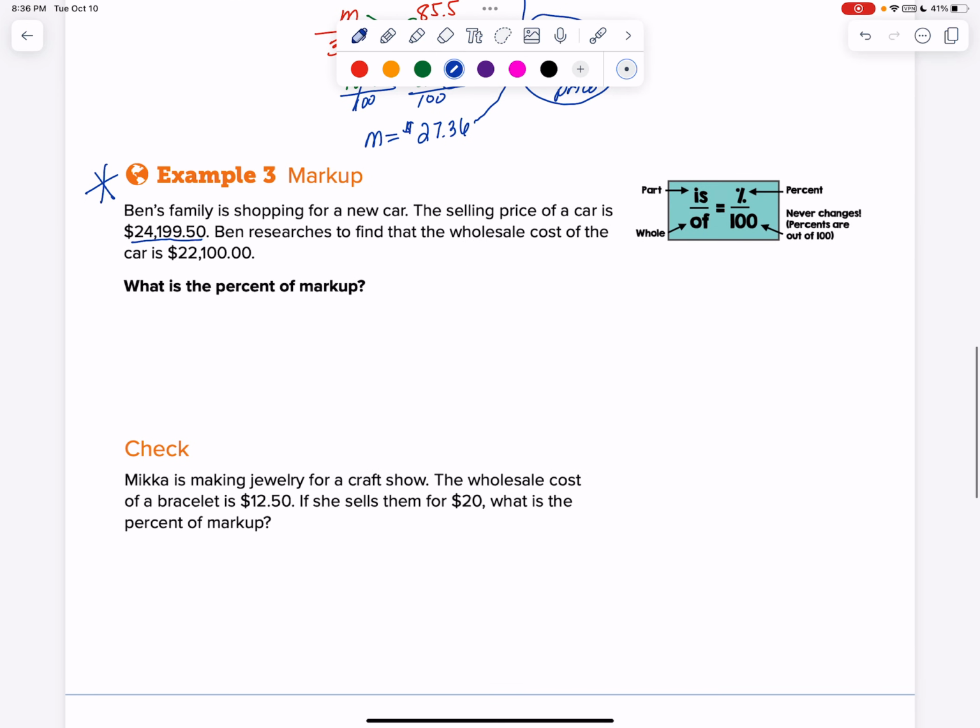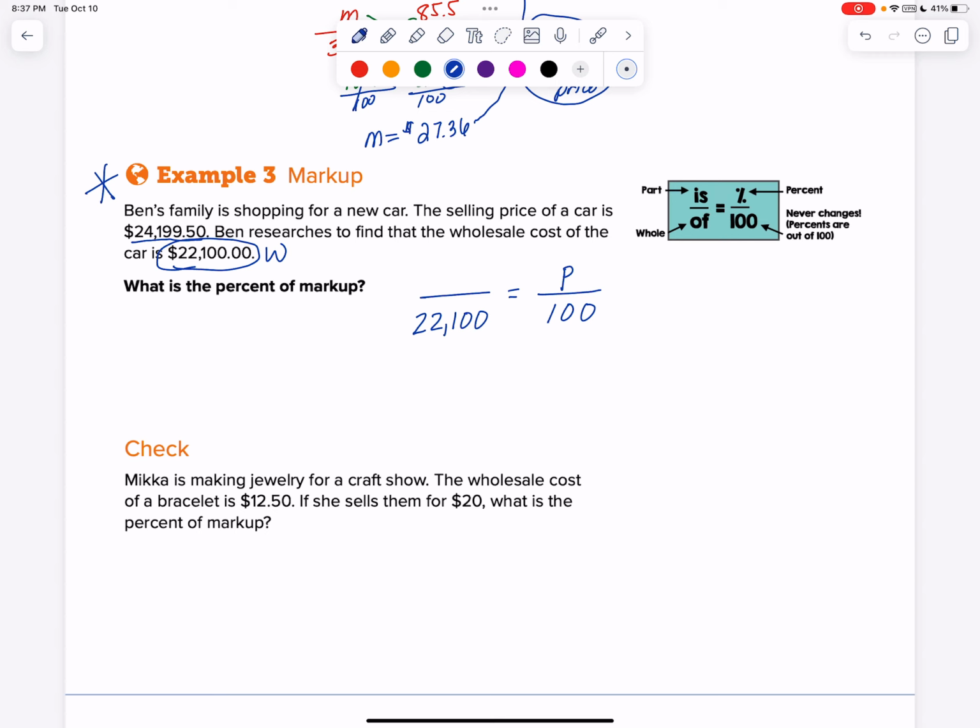Ben Research's defined the wholesale cost was this. So this number is our W. That's our whole. Okay, so let's start to mark some things that we know already. Okay, so I'm going to go here. We're going to create our proportion. I know the wholesale cost was $22,100. Okay, do you know the percent? Well, I don't know the percent, so let's put a P here for percent. But we do know that percents are always out of what? They're always out of 100, right? Okay, so this is what I know so far.